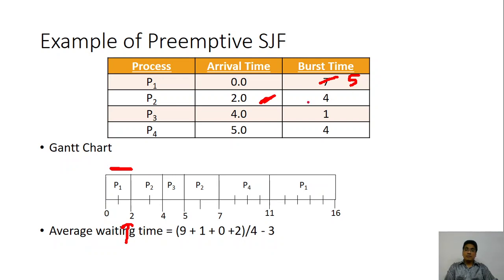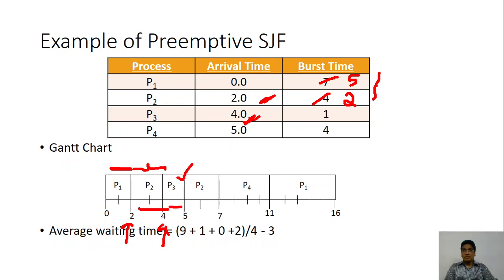So now there are 2 things: one is 4, the other one is 5. Which one is shortest? The shortest is P2, so P2 will be scheduled, until the next arrival. At 4, P2 has used 2 units, so what is remaining with P2 is 2. But P3 is coming, and P3 has only 1 unit to complete. So immediately P3 will be scheduled.